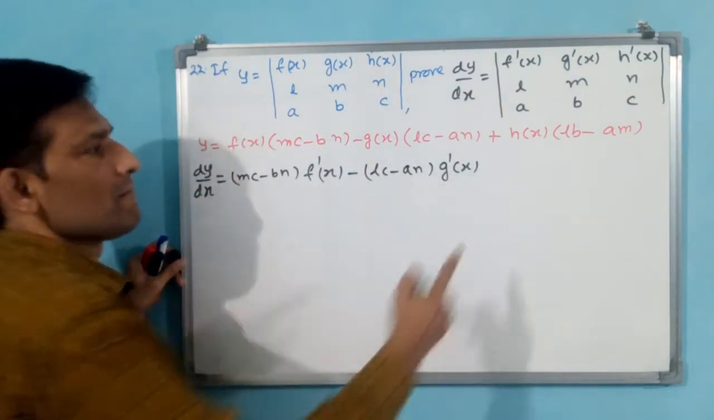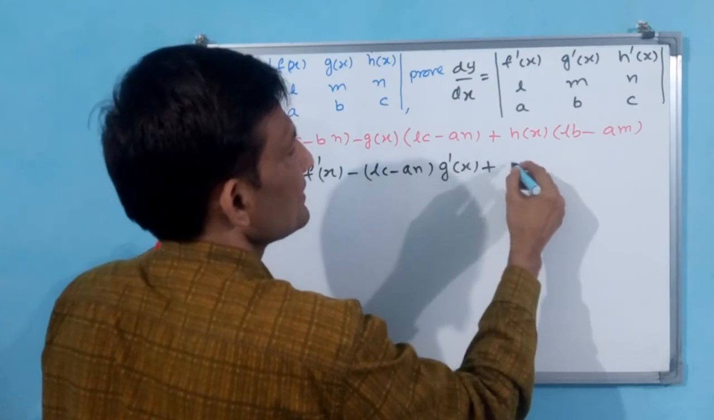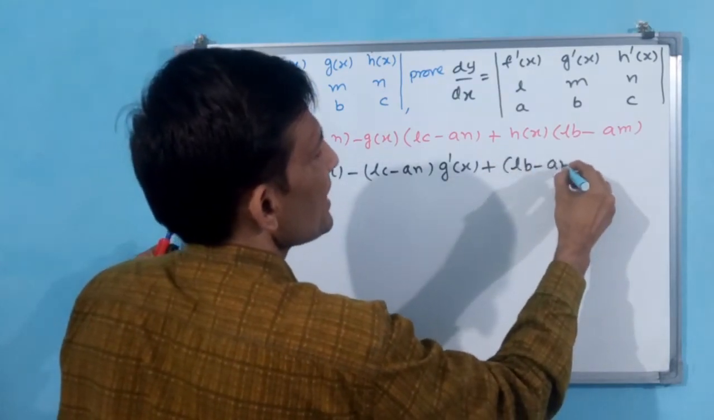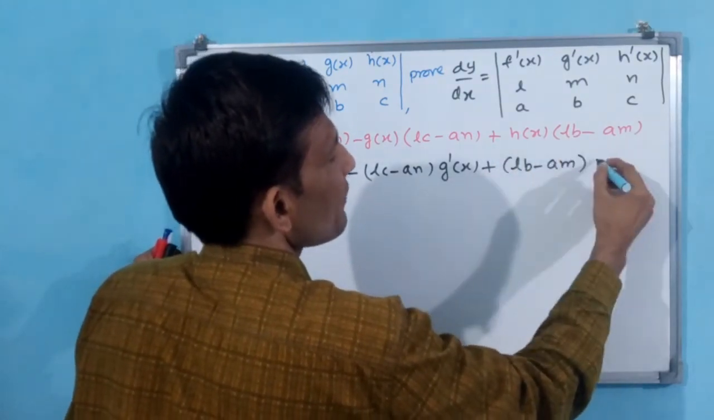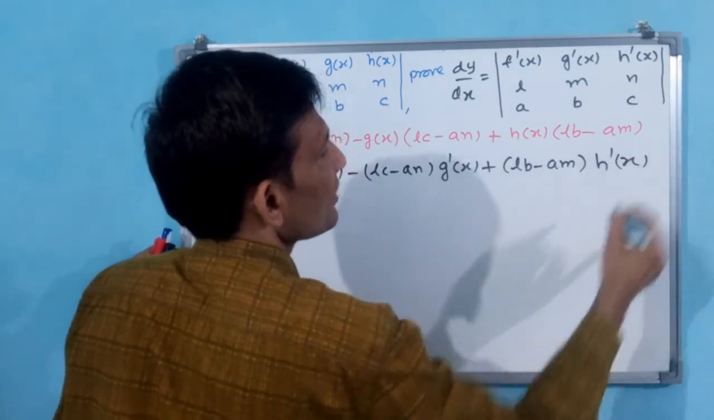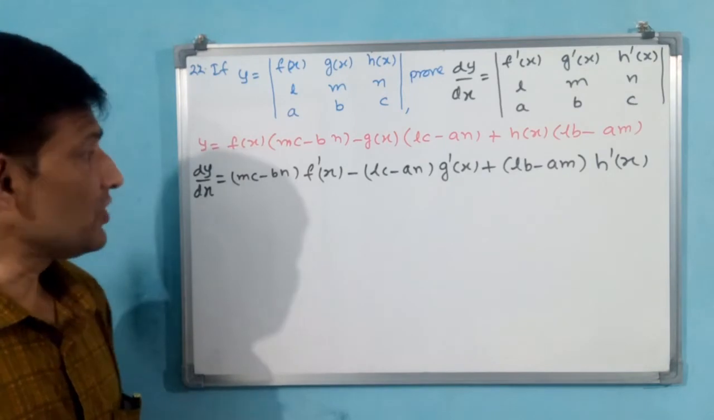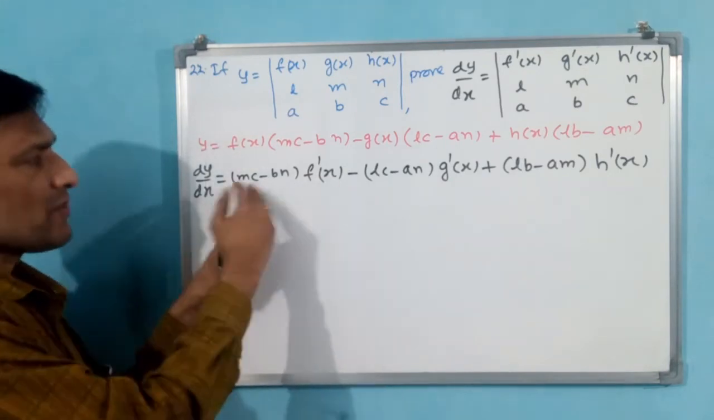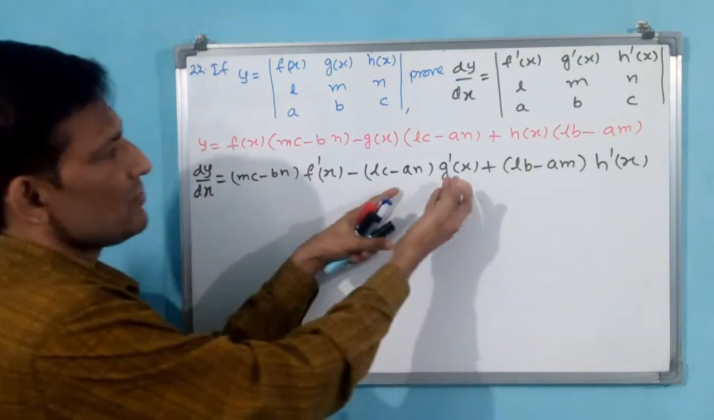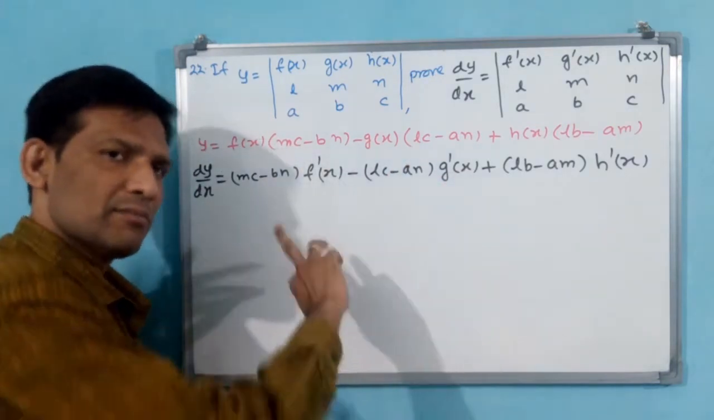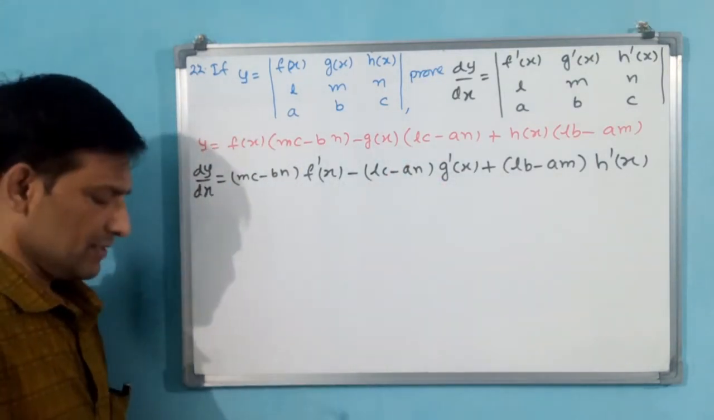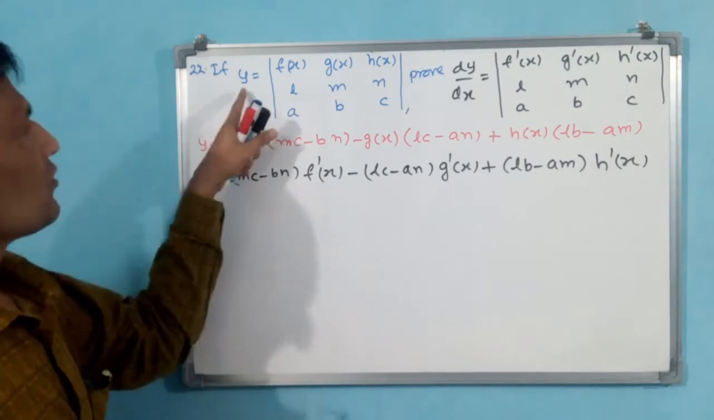Okay. Again you take common this plus LB minus AM. g by ds of h of x is h dash x. Is it okay? Definitely okay. See, multiplication you can write f dash x into MC minus Bn or LC minus An into g dash x. Both you can write. Multiplication is there. Okay. See, this is the case of y.